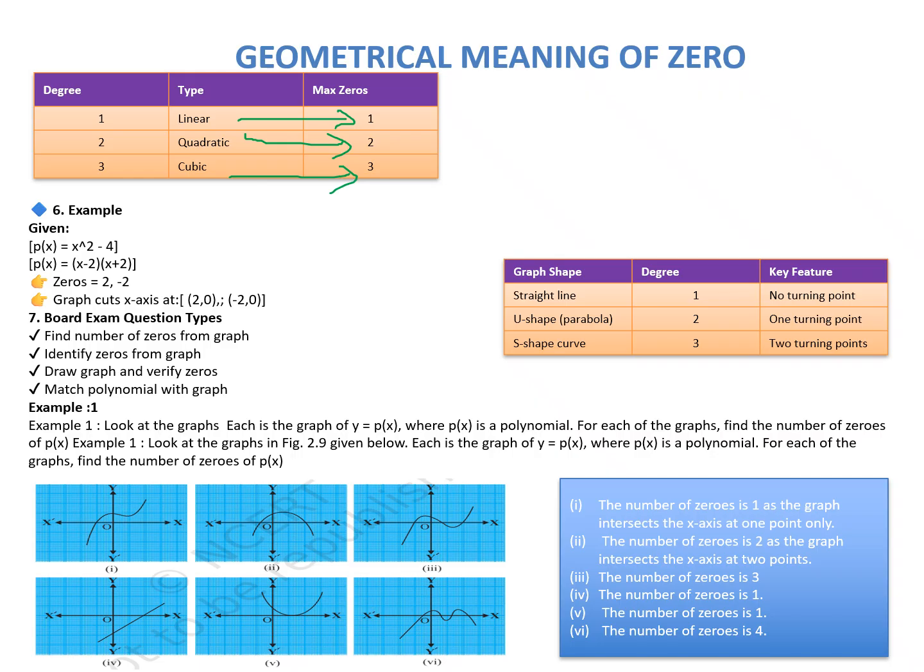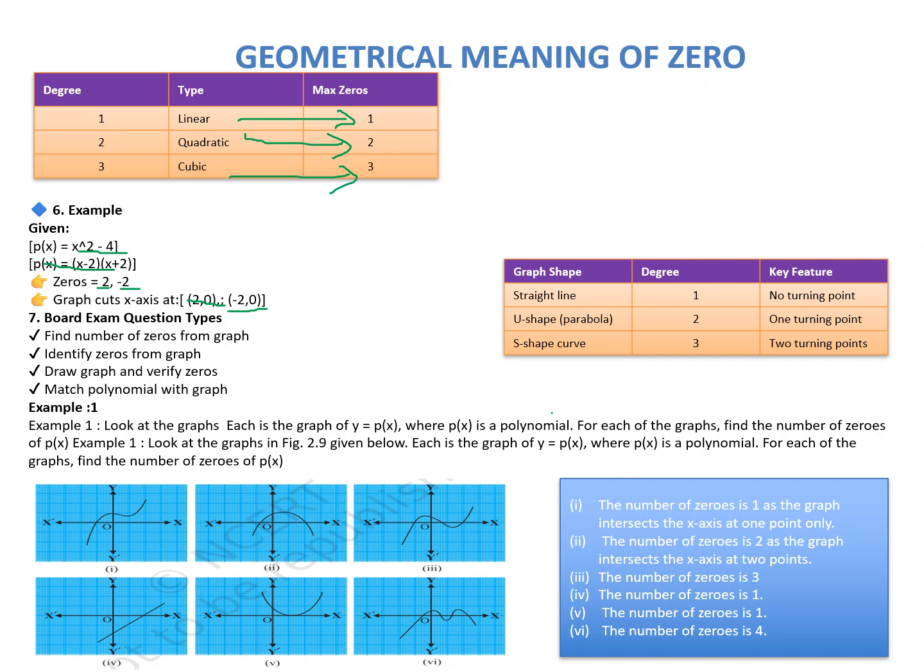For example, let's say we have x square minus 4 as an equation. This is a quadratic equation because the highest degree is 2. When we try to factorize it, we can use the formula a square minus b square, which gives us (x plus 2)(x minus 2). Then when we equate this to 0, we get two values: x is equal to 2 and x is equal to minus 2. So the graph cuts the x-axis at 2 and minus 2.